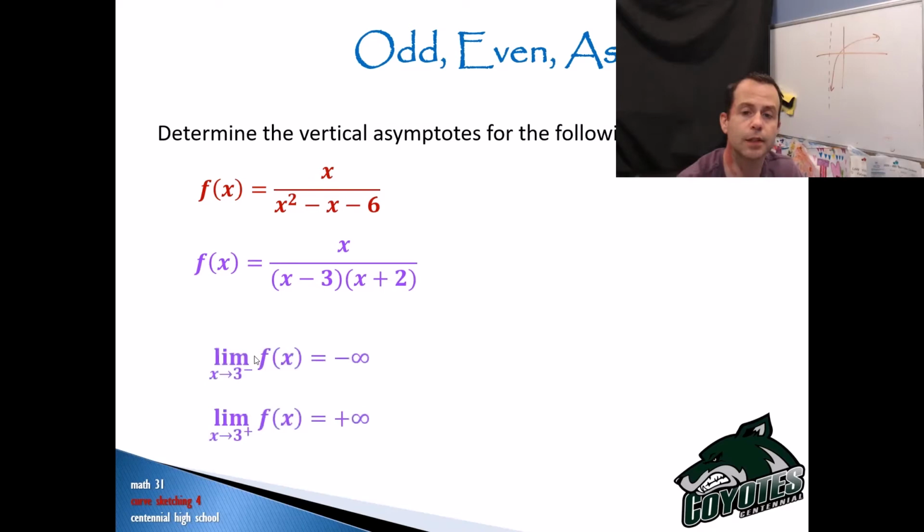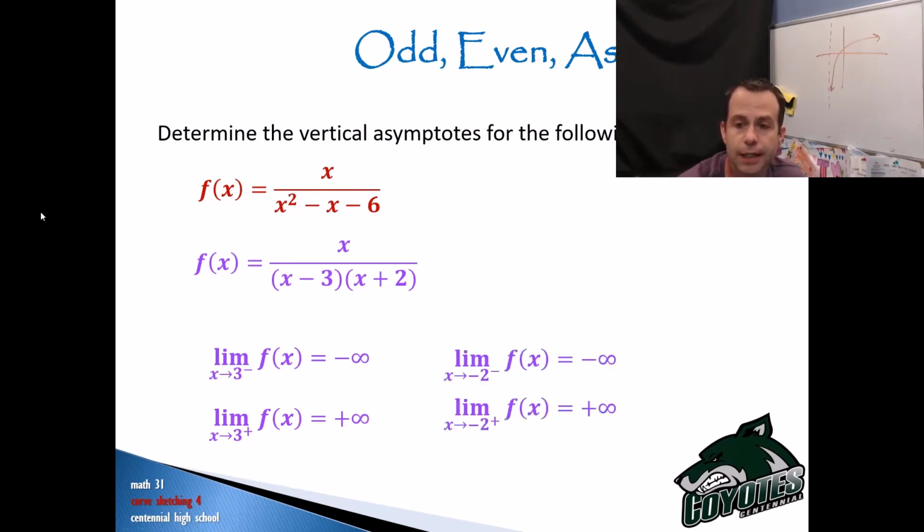And you've got 3 on the left should have been approaching negative infinity, and 3 on the right should have been approaching positive infinity. And then -2 on the left should have been approaching negative infinity, and -2 on the right should have been approaching positive infinity.